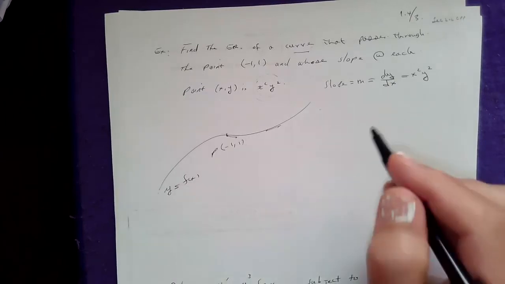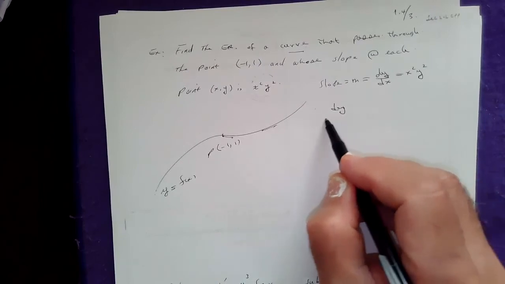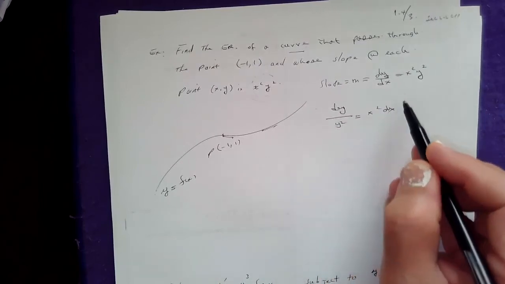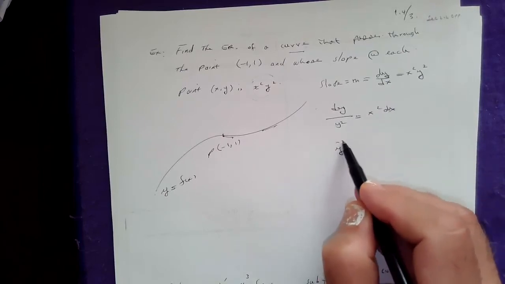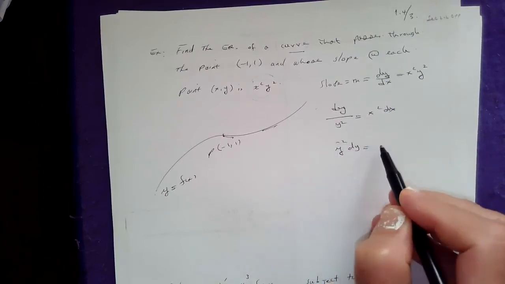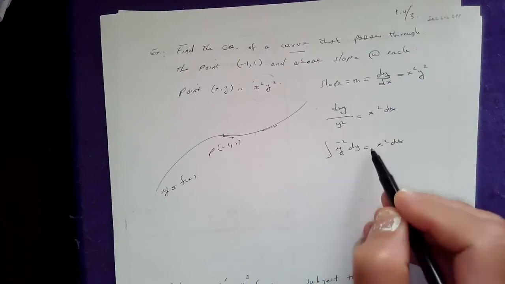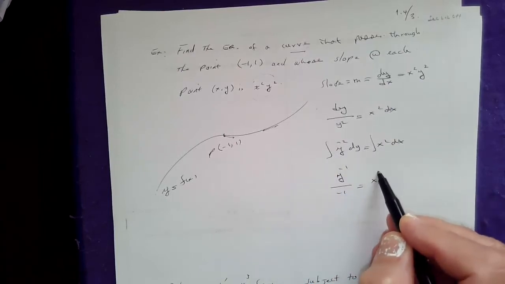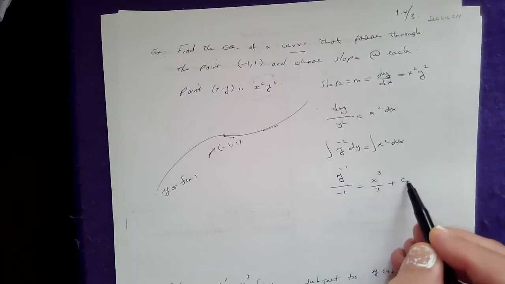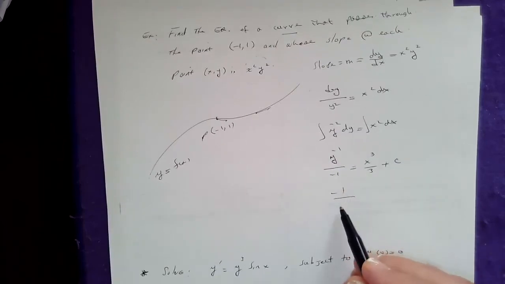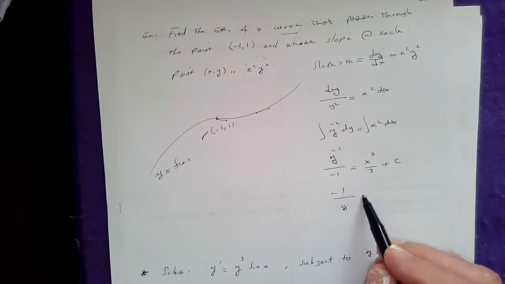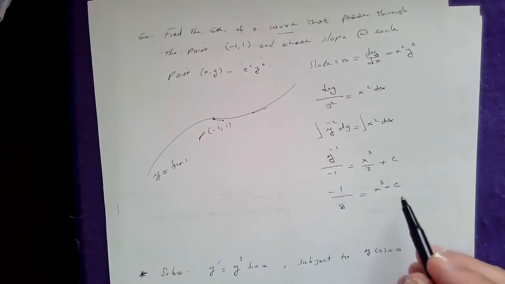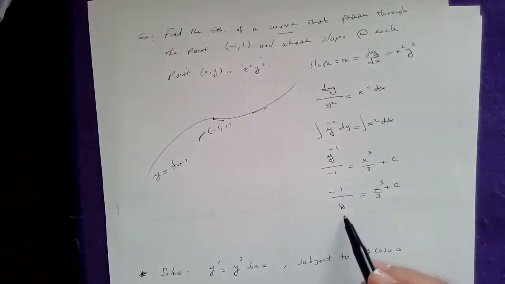Yes. So I separate the variables. I divide both sides by y squared, multiply both sides by dx. So that's y to the negative 2 dy equals x squared dx. Integrate. So you get y to the power of negative 1 over negative 1 equals x cubed over 3 plus c. That's negative 1 over y equals x cubed plus c, that's over 3, of course.